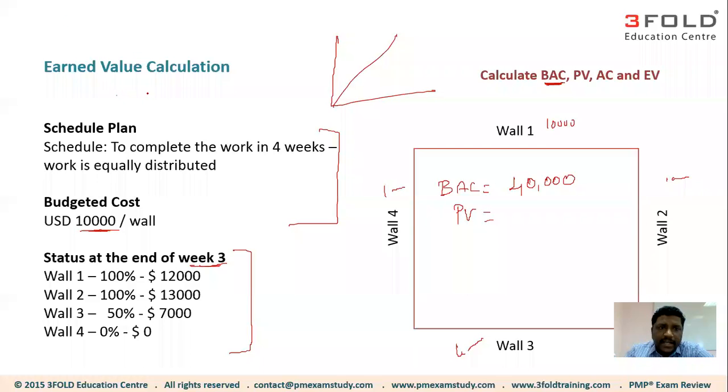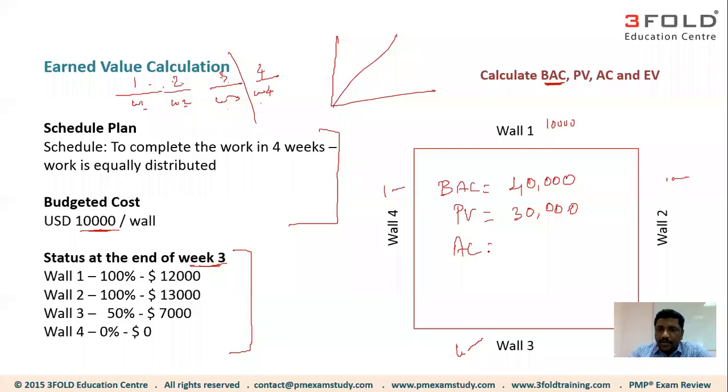It's quite simple, right? Each week you budgeted, it's week one, week two, week three, each week one side of the walls. There are four sides, right? So when you say I'm at the end of week three, you should have completed three sides of the wall, isn't it? And what is the value of those three sides? 30,000, because each side is 10,000. So the planned value at the end of week three will be 30,000.